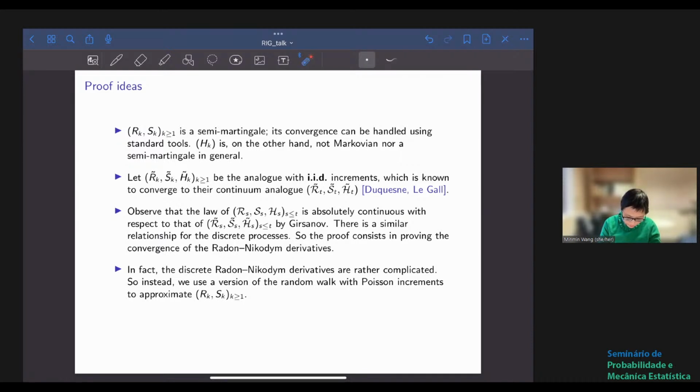So in the first step, we use a Poisson approximation to approximate this discrete coding process. The R^k and S^k have a mixed binomial increment, which makes things a little bit messy. So you use a Poisson increment to approximate that, and things become a little bit smoother. That, I think, is the main idea of the proof.